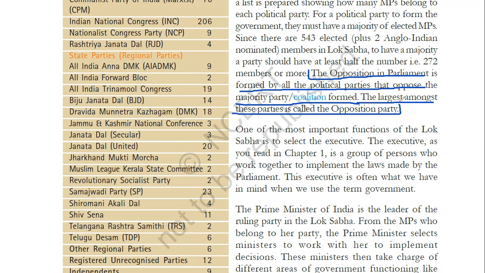What is opposition? In a parliament, whoever is not forming the majority or is not part of the majority coalition will form the opposition, and the largest party among these opposition parties is called the leader of the opposition or the opposition party.